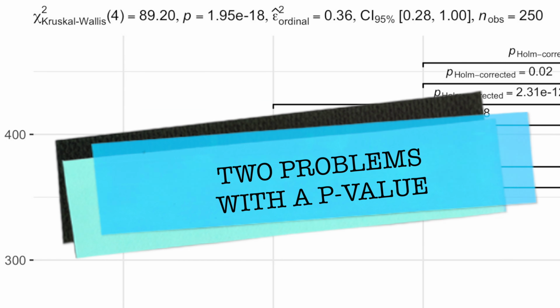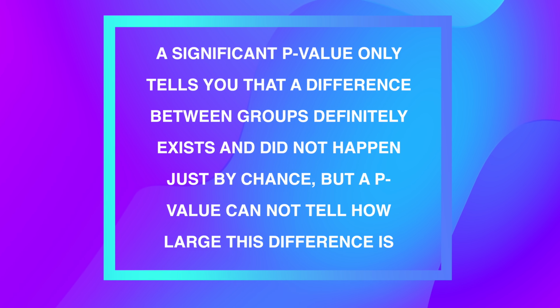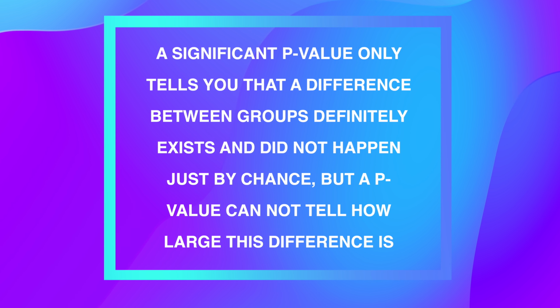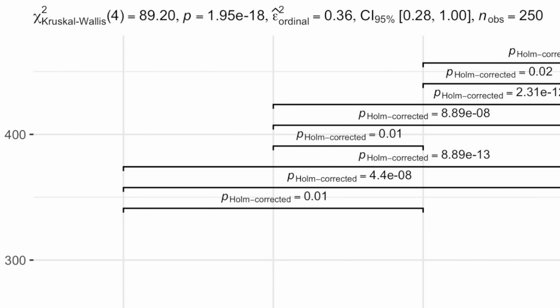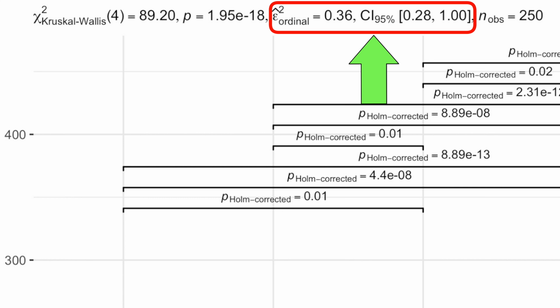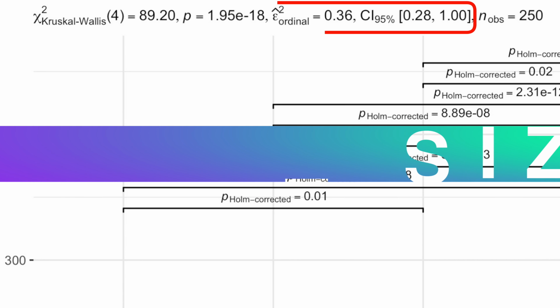However, there are 2 problems with the p-value. First, a significant p-value only tells you that a difference between groups definitely exists and did not happen just by chance. But a p-value cannot tell how large this difference is. Fortunately, ggbetweenstats provides partial epsilon squared with 95% confidence intervals as the measure of the effect size for the Kruskal-Wallis test.